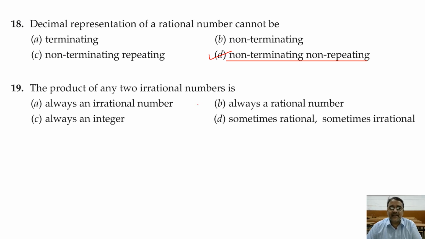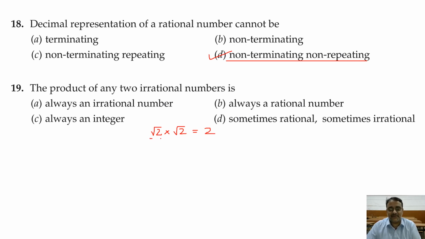The product of any two irrational numbers is dash. No, I had not told you just now, this is a different one. Always an irrational number, always a rational number, always an integer, sometimes rational, sometimes irrational. I will give one example. See, I am going to multiply two irrational numbers, root 2 into root 2. What will you get? Root 4. What is root 4? 2. So root 2 into root 2 is 2.